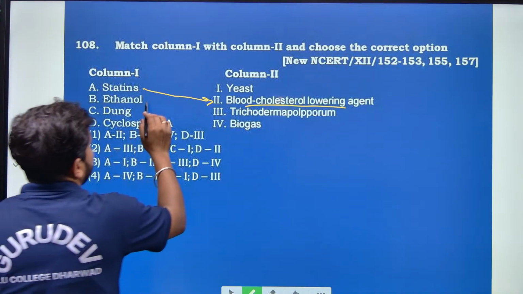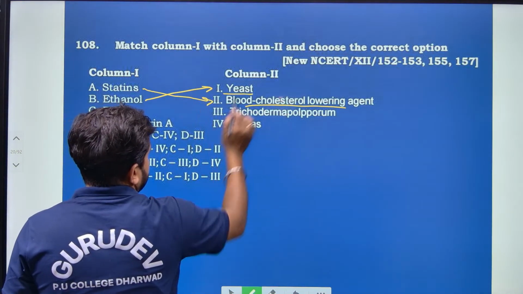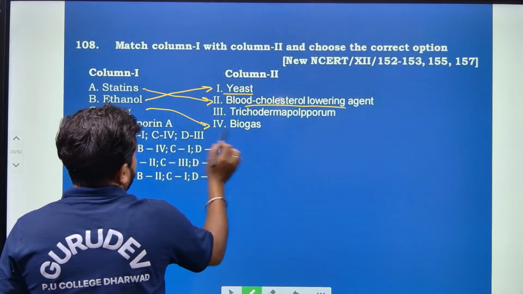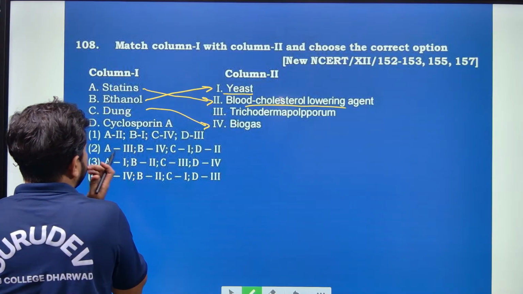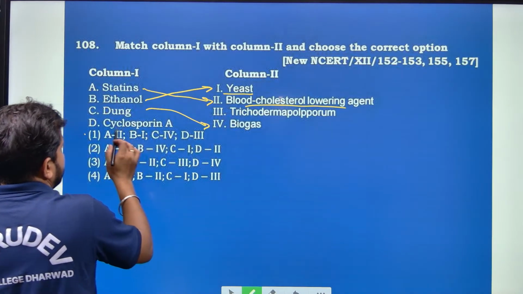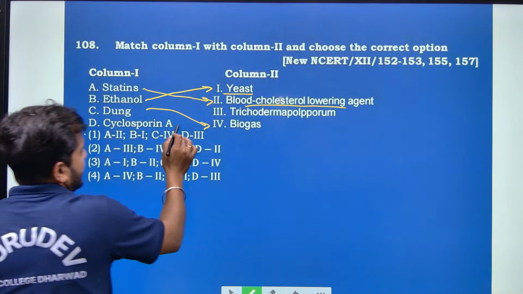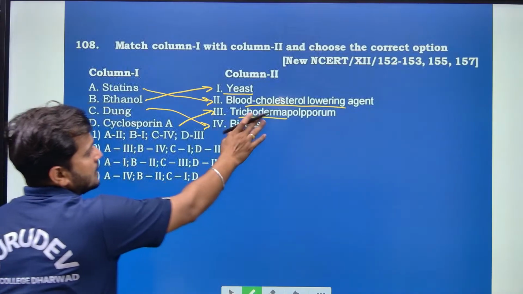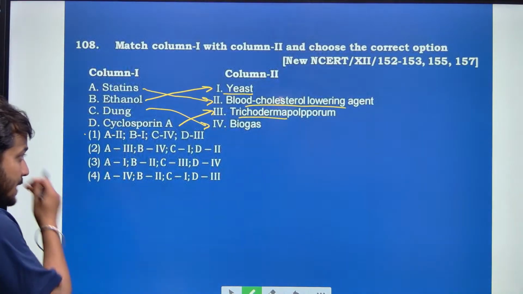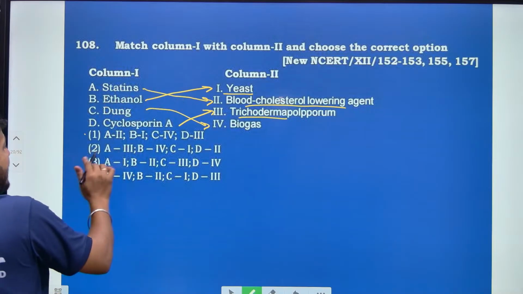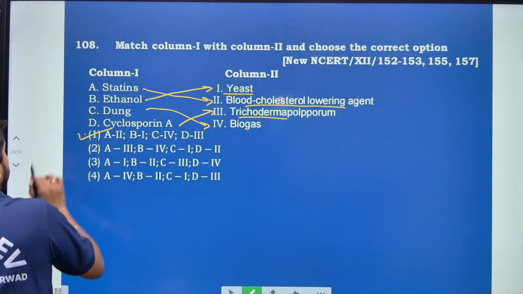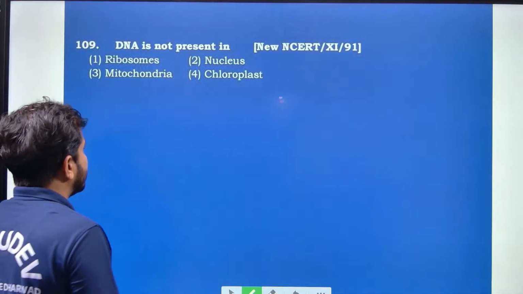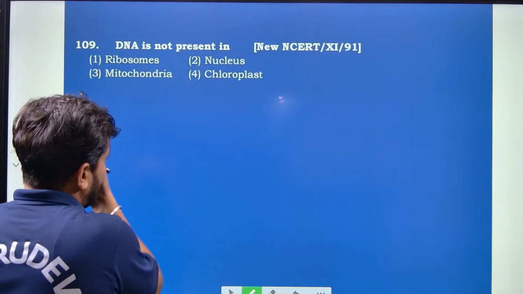Then ethanol. What can generate ethanol? Ethanol can be generated by yeast. Then dung. Dung is related to biogas, right? So dung is related to biogas. Then cyclosporin is related to what? Trichoderma polysporum, right? So based on that, if I match, option 1 is correct here, right? Then DNA is not present in, that is what we have to find out.